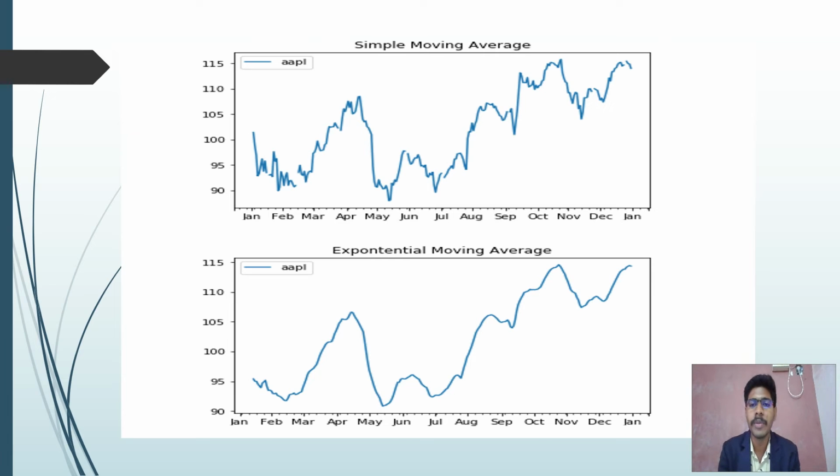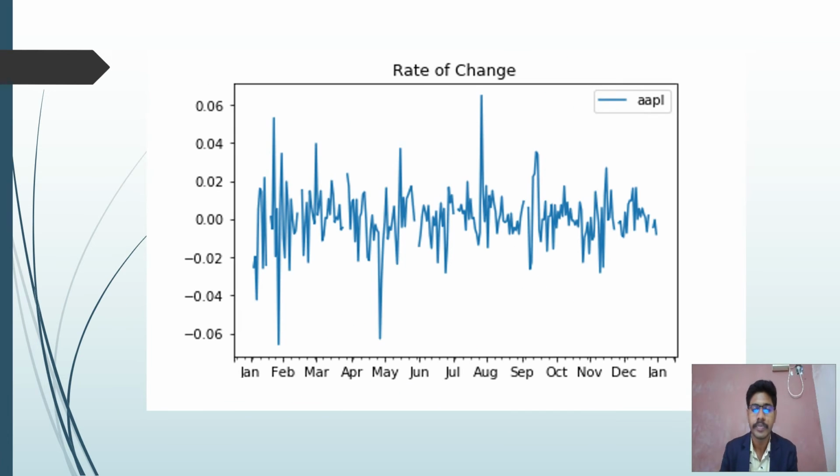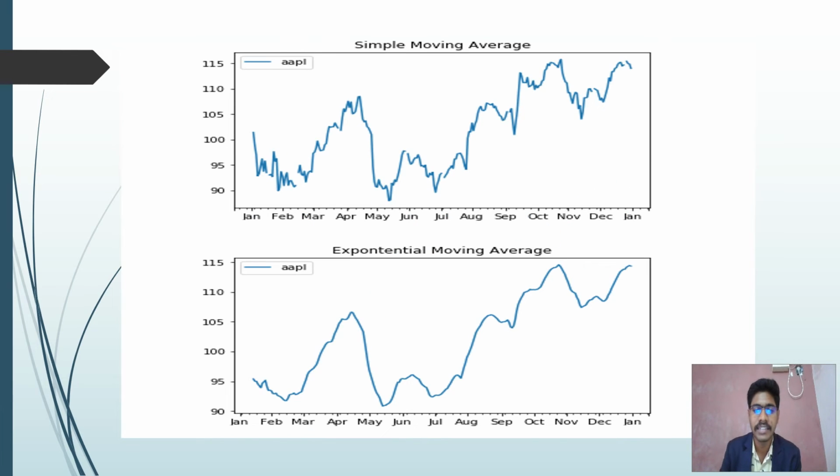This is a simple moving average for Apple. What is the exponential moving average? It is the lower one. You can see there is a smooth line, and the simple moving average goes up and down at every corner. That is only how we display it. It is always a 1 year chart, the last 1 year chart. Next, rate of change: how the changes go up and down over varying time.